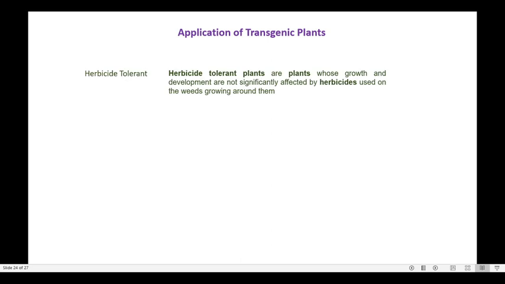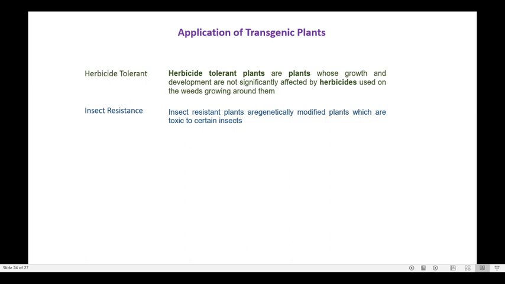The first one is herbicide tolerant plants. Herbicide tolerant plants are plants whose growth and development are not significantly affected by herbicides used on the weeds growing around them. Now we are using lots of herbicides to kill the other plants which grow along with our crop. If we have a herbicide tolerant plant and we use herbicides to kill the weeds, it will not affect our plant. For example, there are a few commonly used herbicides like glyphosate, used for transgenic plants commonly produced by Monsanto, and another commonly used herbicide is Basta.